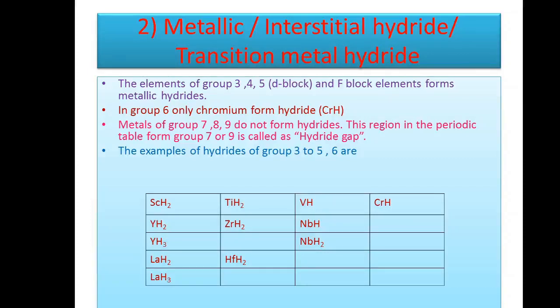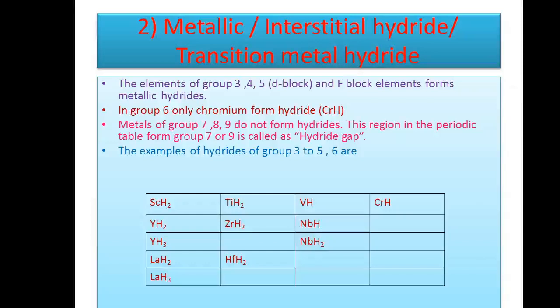Examples of hydrides of groups 3, 4, 5, 6 are in this table. Scandium, yttrium, lanthanum, titanium, zirconium, hafnium are hydride formers: ScH2, YH2, YH3, LaH2, LaH3. These are the metallic or transition metal hydrides. In group 4, titanium, zirconium, hafnium are hydride formers.